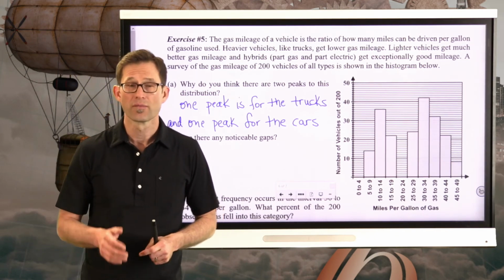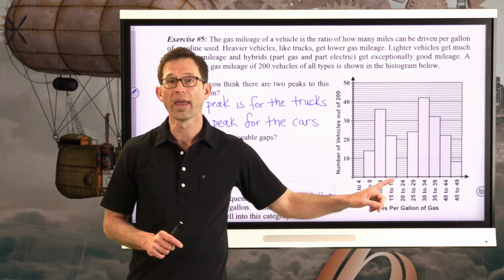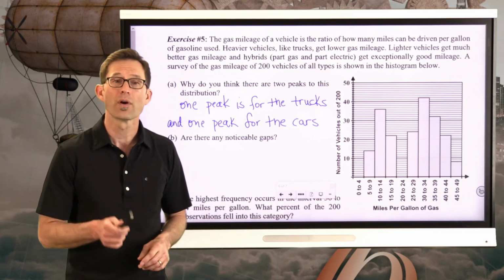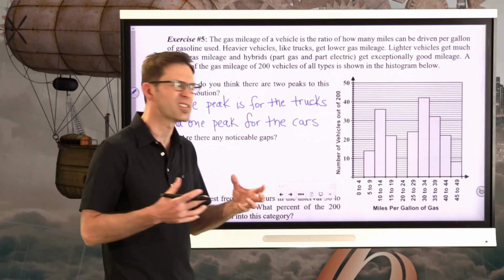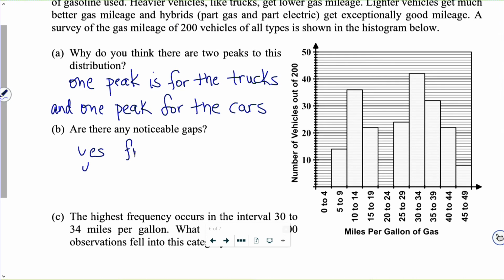And honestly, from a real world perspective, that's because there are very few trucks that will get as high of a gas mileage, getting between 20 and 24 miles per gallon. And there are very few cars that get this low of a gas mileage. So there's this gap from 20 to 24 miles per gallon.